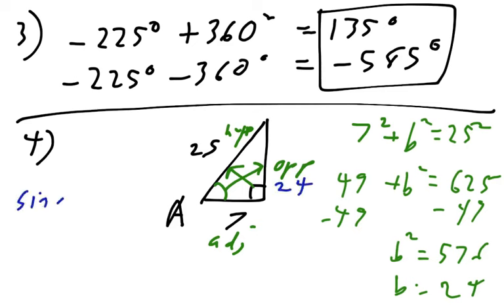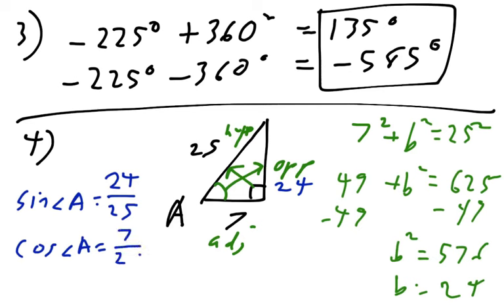So when I'm looking for the sine of angle A, that's going to be the opposite over the hypotenuse. When I'm looking for the cosine of angle A, that's going to turn out to be the adjacent, which is 7, over the hypotenuse, which is still 25, and the tangent of angle A is the opposite over the adjacent, so we got 24 over 7.